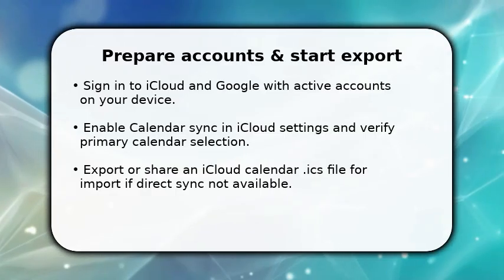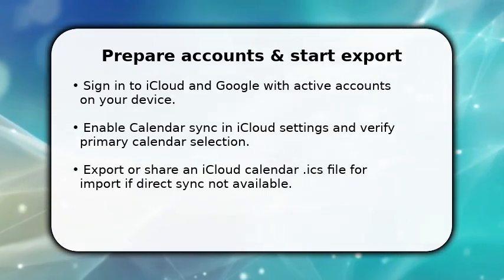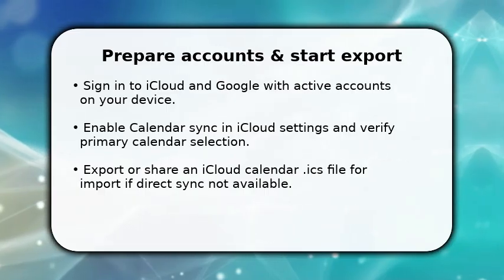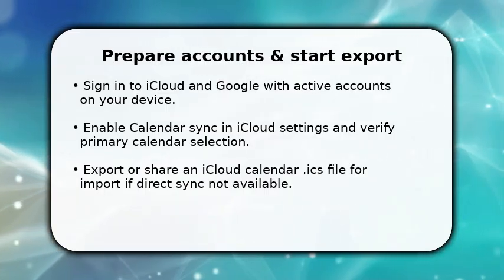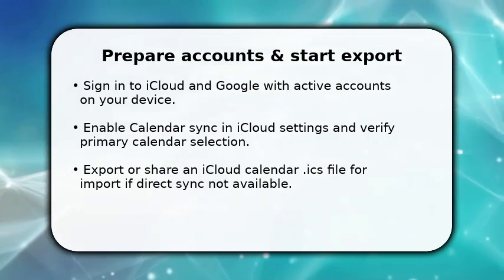You're starting by confirming access. Sign into iCloud and Google and make sure Calendar is enabled on both. Once signed in, pick the Apple Calendar you want to move or mirror and export it. Take the ICS file from iCloud. Or use calendar sharing.